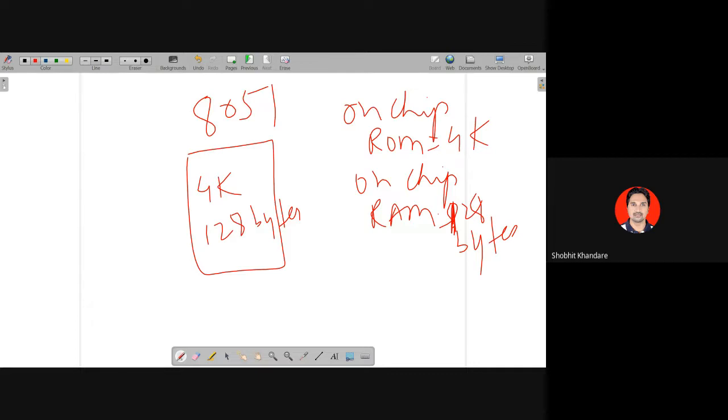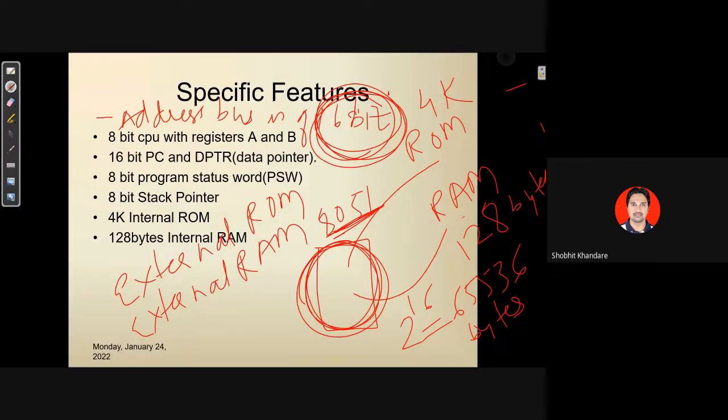ओके, तो अलग से लगाने के लिए जो एक्सटर्नल रैम और रोम रहेंगी उसका साइज आपको फिक्स पता है, दैट इज 65536 बाइट्स. तो एक्सटर्नल रैम और रोम हम बाद में पढ़ेंगे. We have just understood the features of 8051. So you have to understand on chip ROM is 4K and on chip RAM is 128 bytes. Okay, so these are the two additional features we have studied now.